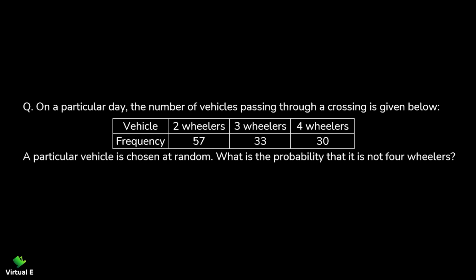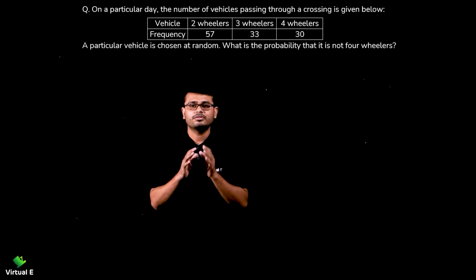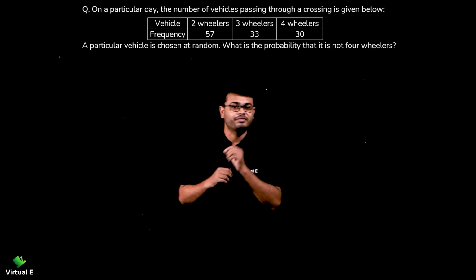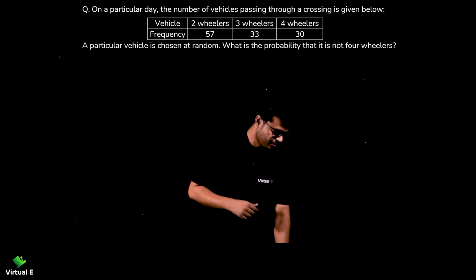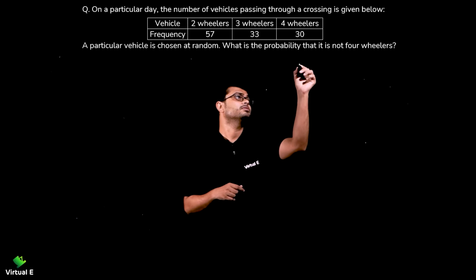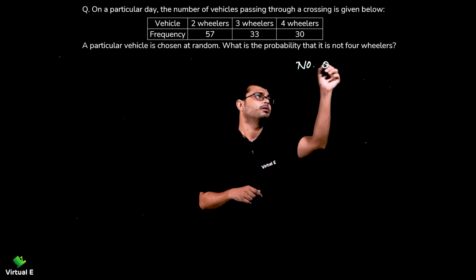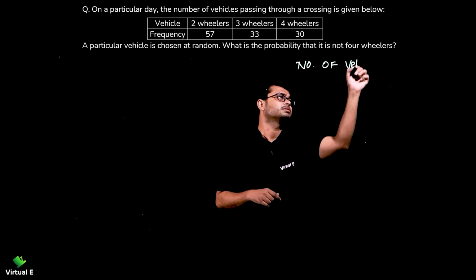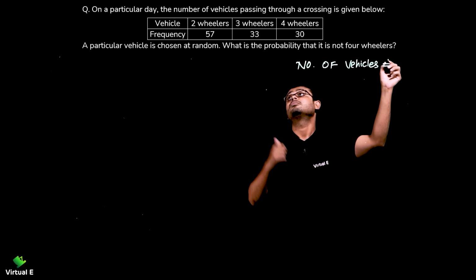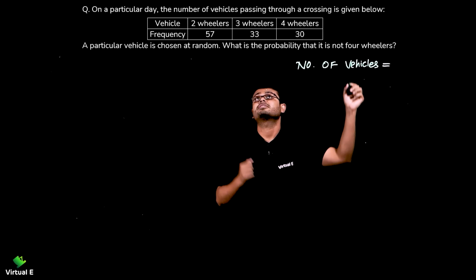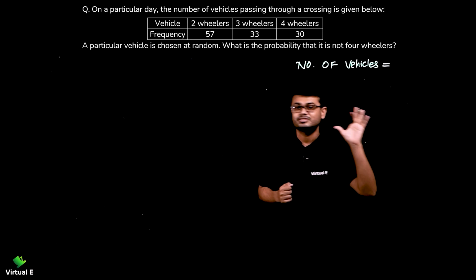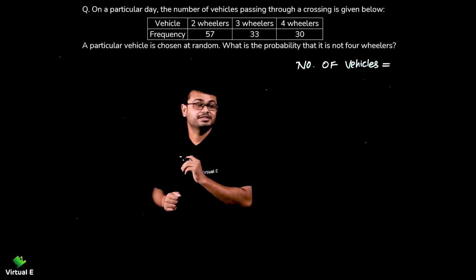A particular vehicle is chosen at random. What is the probability that it is not a 4-wheeler? So first of all, let's find the number of vehicles. It's not given over here, right? Interesting. So how can we get the number of vehicles in this case?